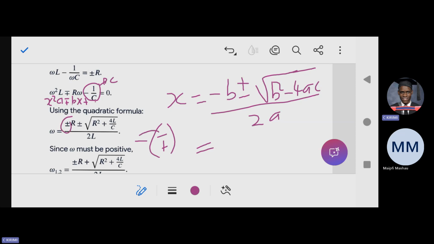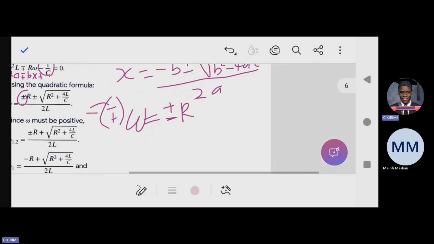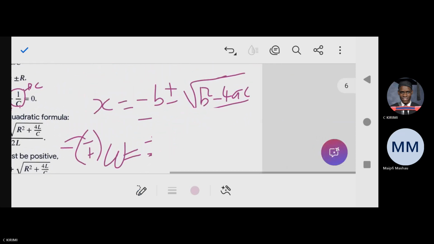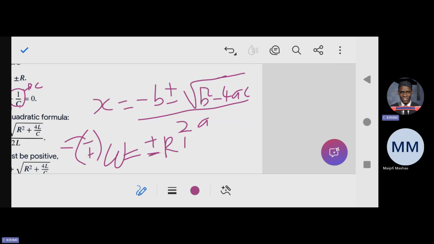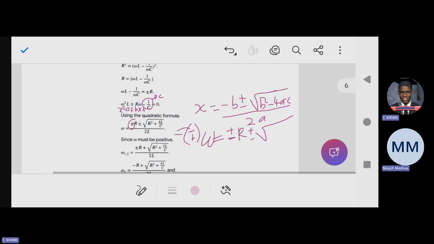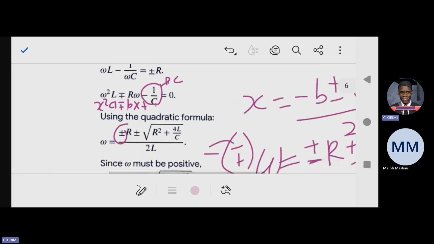So negative times negative is what? Positive. Negative times positive is what? Negative. B is equivalent to R. Your x is the omega. So which means you are going to get two roots, and you name those roots root 1, root 2. Then the middle term does not change. It's just plus or minus the square root of b squared, we said b is R, R squared, which is this one.